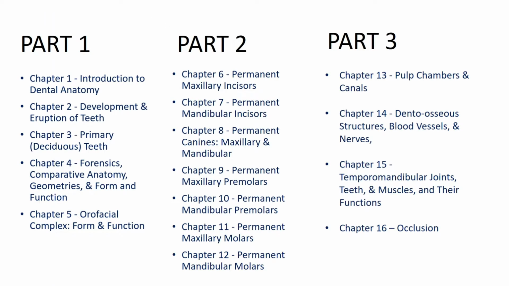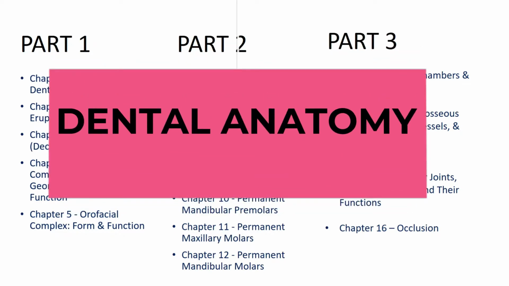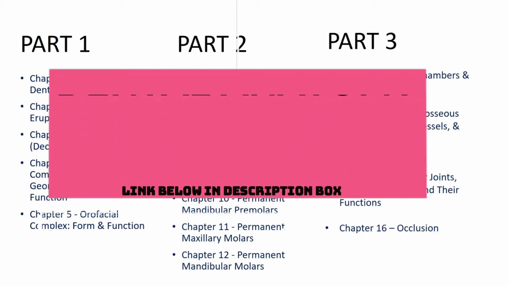Now, I have divided the complete course into 3 parts, and the division of chapters is according to the book Wheeler's Dental Anatomy. This is the standard book of dental anatomy. Most institutes recommend this book for dental anatomy. Most of you must be having it, and if you don't have it, I'm mentioning the link for the same below in the description box.